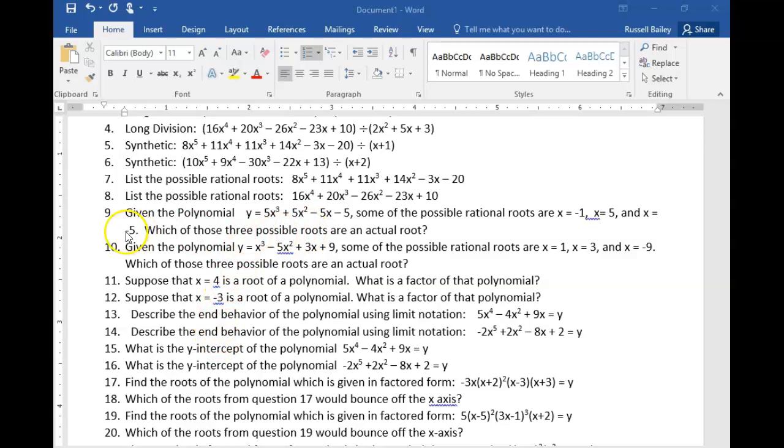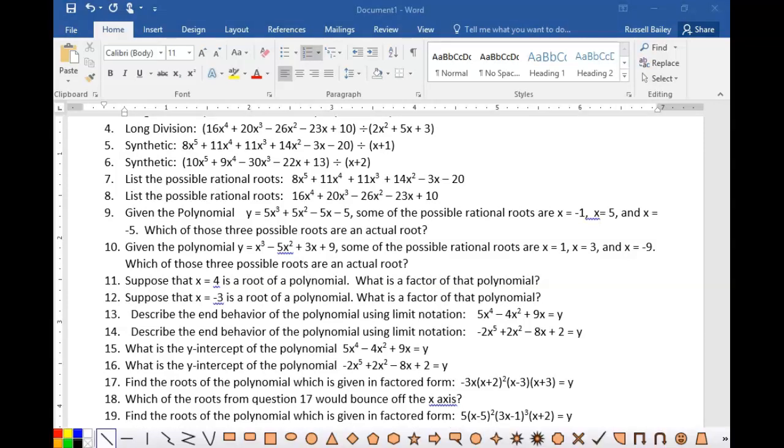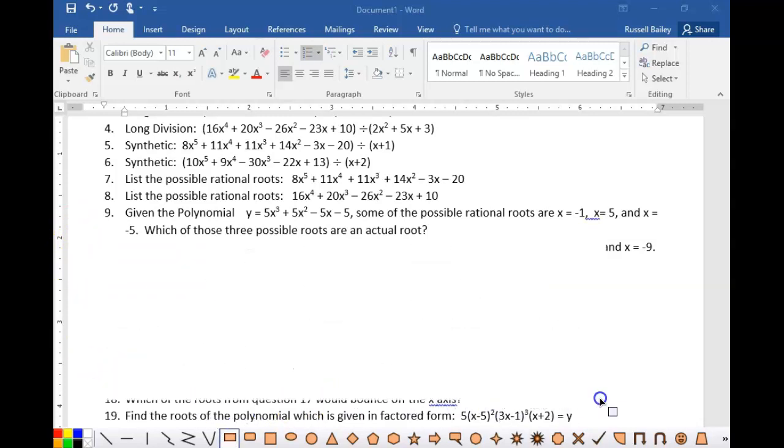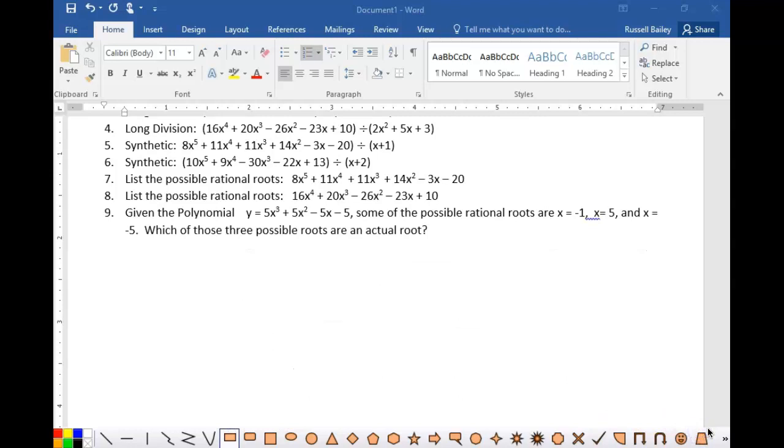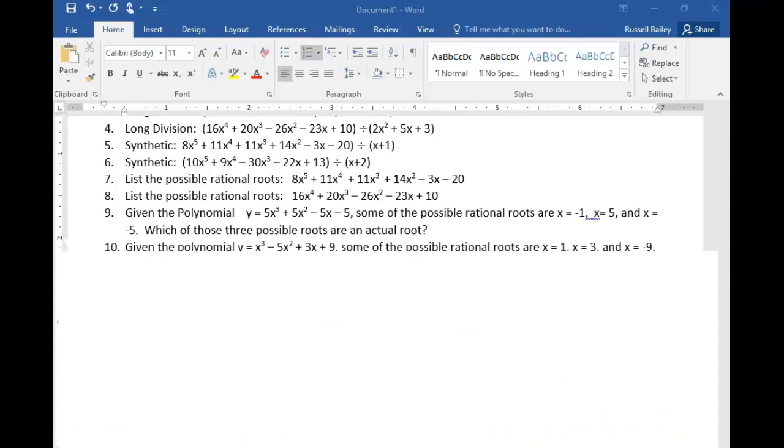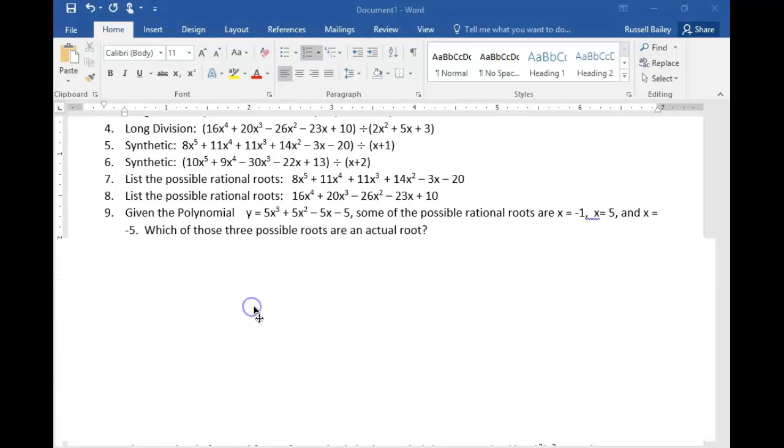Okay, so let's go ahead and take a look at number 9. So number 9, I'm going to tell you what some of the possible roots are, and your job is to figure out which ones are actual roots. Now, to kind of make this a little bit less tedious, I narrowed it down for you to only a few possible roots because it's pretty tedious to have to plug in that many numbers just to find the one that works. So for number 9, I'm telling you the root is either -1, 5, or -5, and your job is to figure out which one is the actual root.